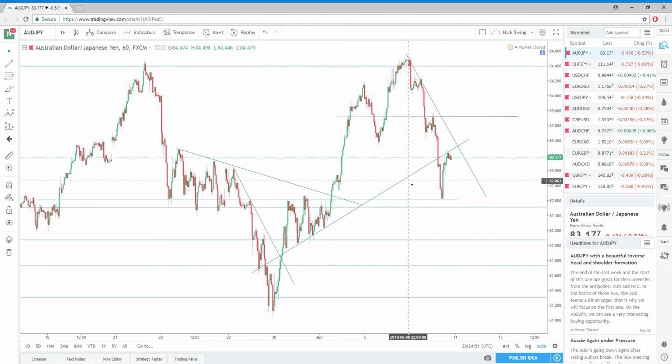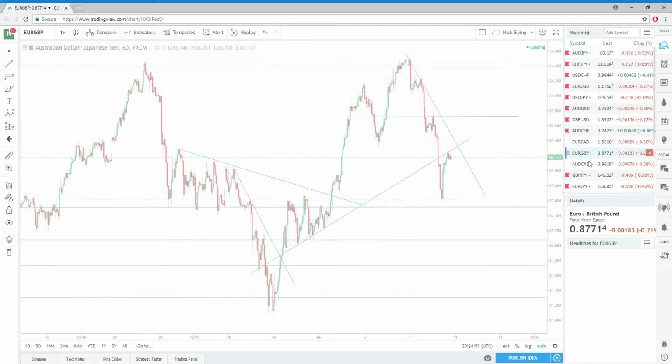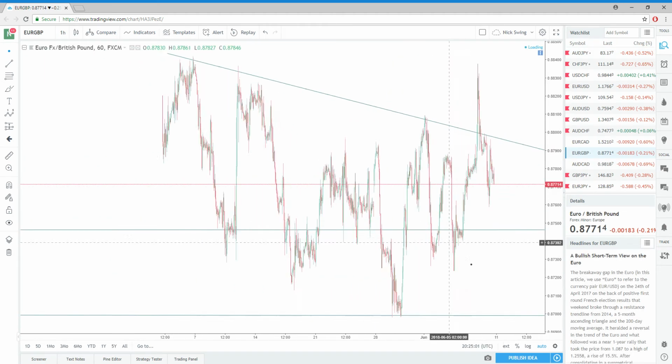Okay, we have another one, ask a question. How do you draw the range whenever you're starting Elliott waves? Okay, so I'm going to show you that here. Let's go to a random chart. Let's go to Euro GBP. Let's see what we got here.